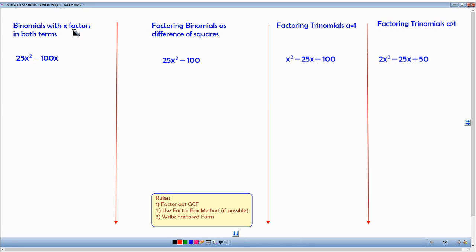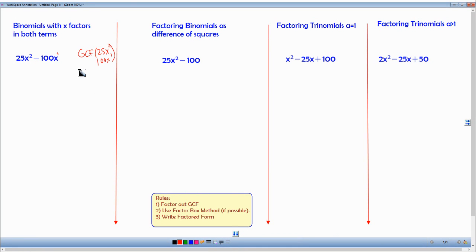It's called binomials with x factors in both terms. There are only two terms, and there's a power 2 and a power 1. The method you want to use in this type of strategy is to factor out a GCF. So when I look at the GCF, I'm thinking, okay, what's the GCF of 25x squared and 100x? We have to think about that. What goes into 25 and 100?